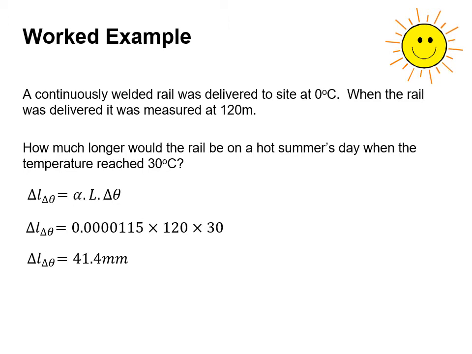So let's consider a worked example. A continuously welded rail was delivered to site. It was 0 degrees when it was delivered. When the rail was delivered, it measured 120 meters. So how much longer is a rail going to be on a day when the temperature reaches 30 degrees Celsius, which is quite a rare occasion for a day in Scotland? So if we do the calculation, the extension is 41.4 millimeters.